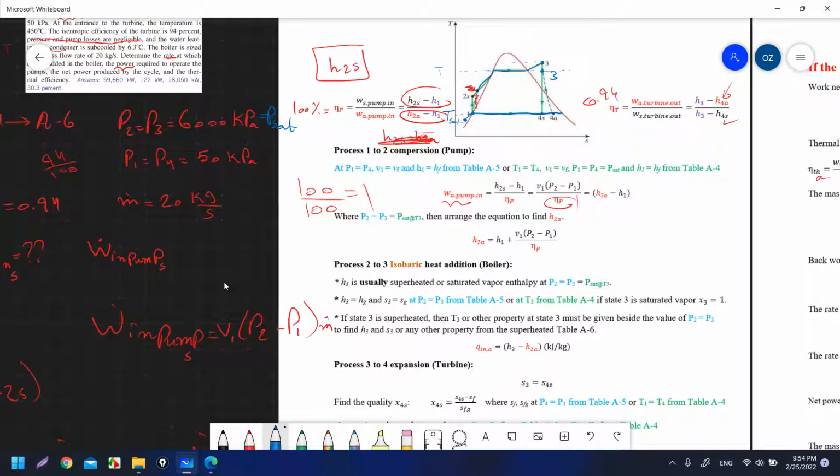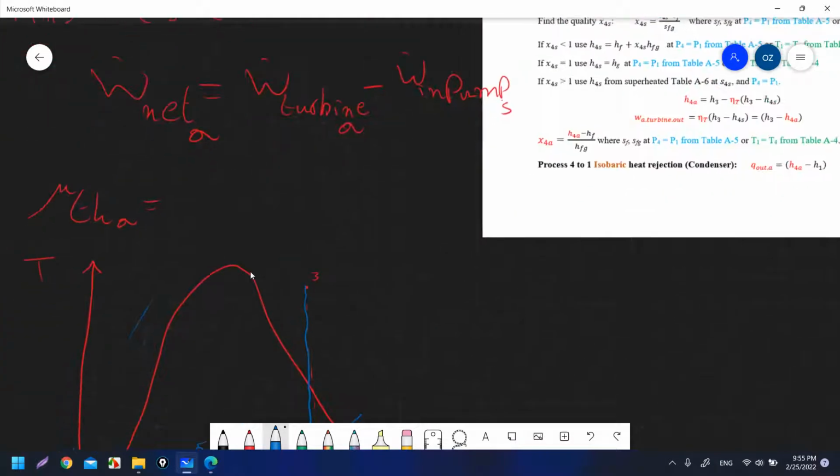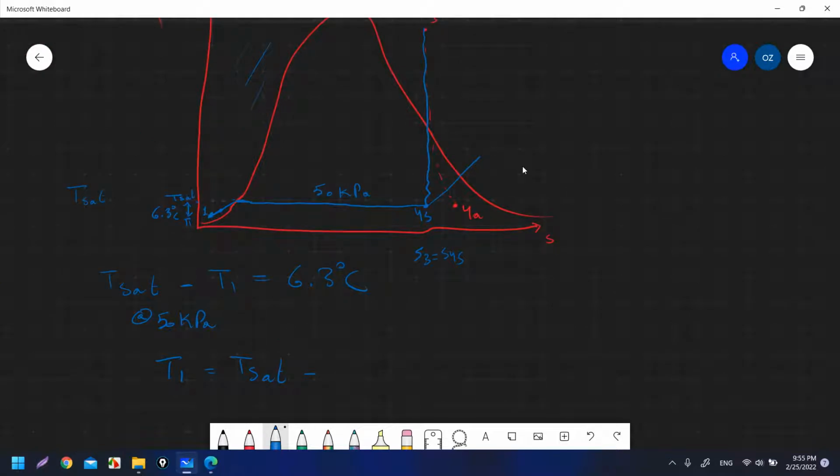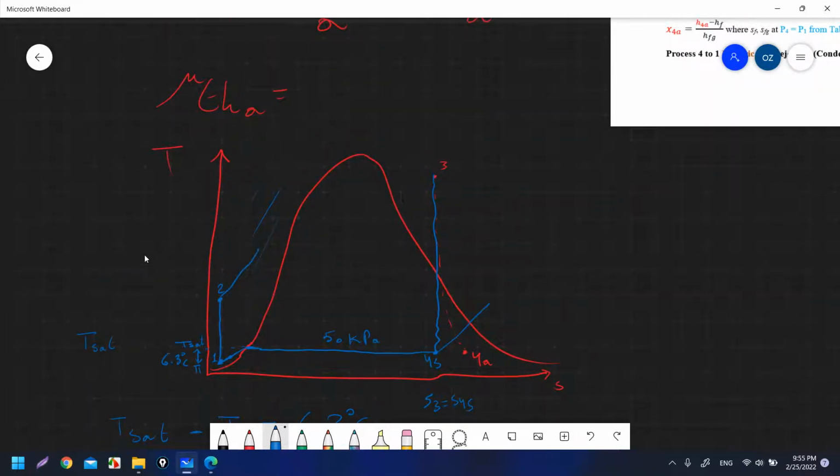You need to use both of them, temperature and pressure. When you go to table A6, the superheated table, you will use both of them. You will go under a certain pressure. That is why in table A6 the table is divided by different pressures. The same thing for the subcooled. When we go subcooling like this, T1 will equal Tsat minus 6.3 degrees Celsius. Tsat can be calculated from the table at 50 kilopascal. Then I will go up in the pump to state 2, and then I will go like this, and then I will have superheating.